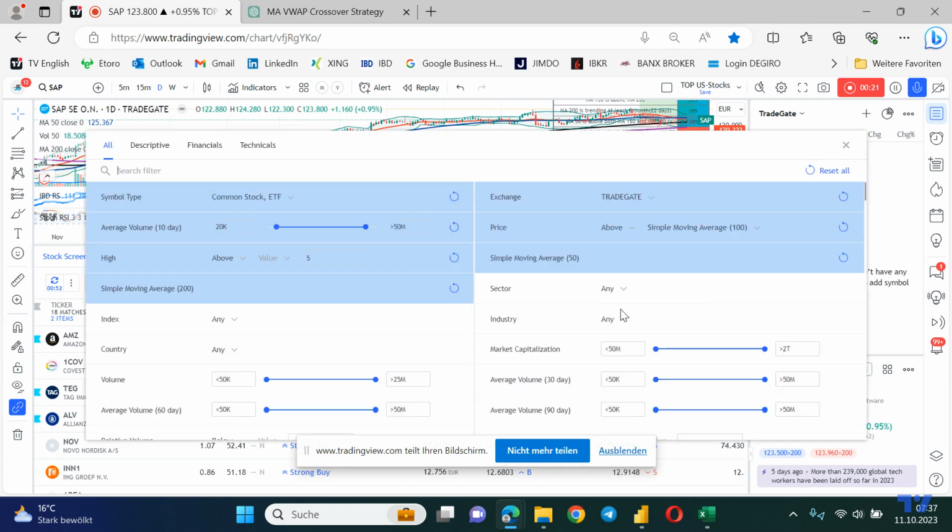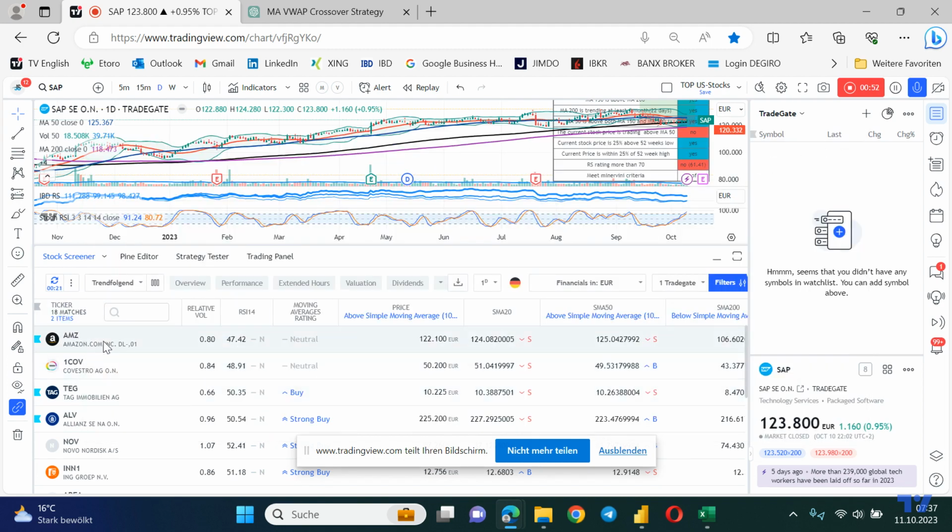Let's look at the filters very quickly now. So we're looking for common stocks, ETFs. We are trading on the platform TradeGate. And the other qualifiers are key elements of Mark Minervini's trend template, so that we make sure we only trade stocks or ETFs in a so-called confirmed phase two uptrend. So as we do that, we're gonna have 18 matches.